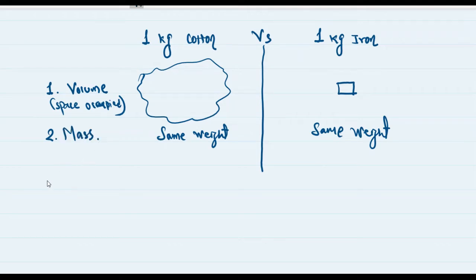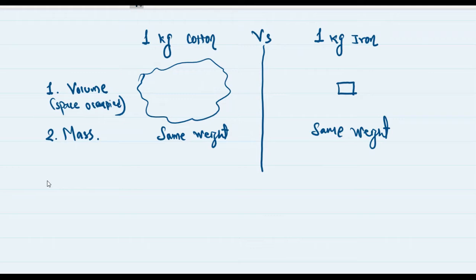Now you would ask me, sir, what is the difference between mass and weight? Weight is basically the gravitational force acting on any body, and mass is the amount of matter contained in the body. This is the definition in physics. But since we have not studied the difference between mass and weight till now, I will consider mass and weight to be the same thing.